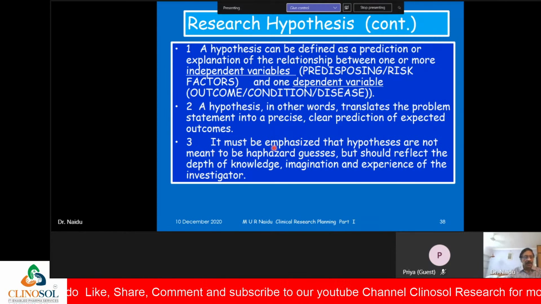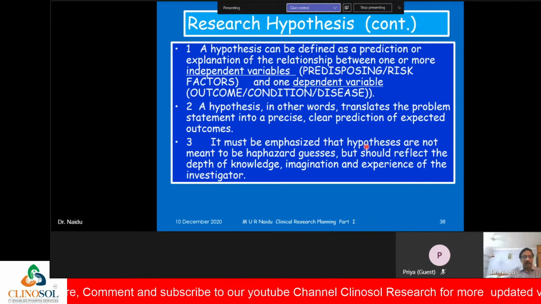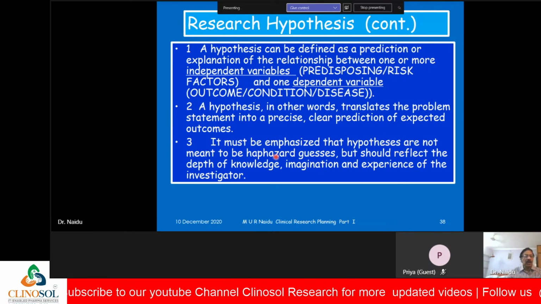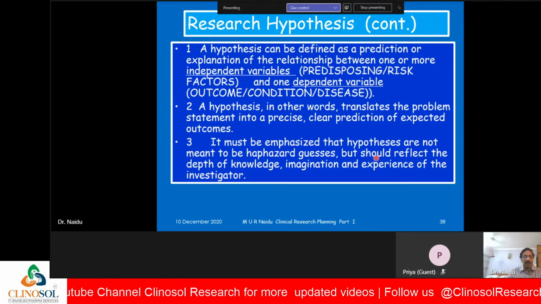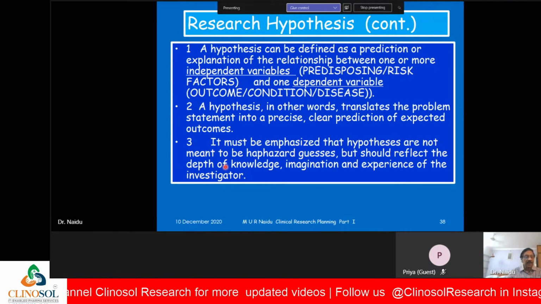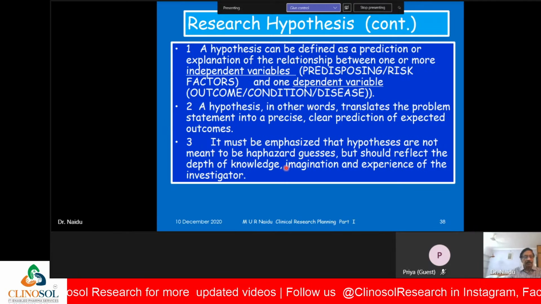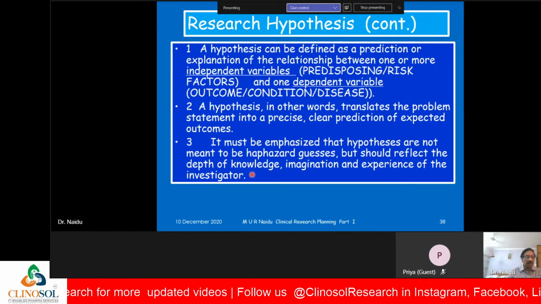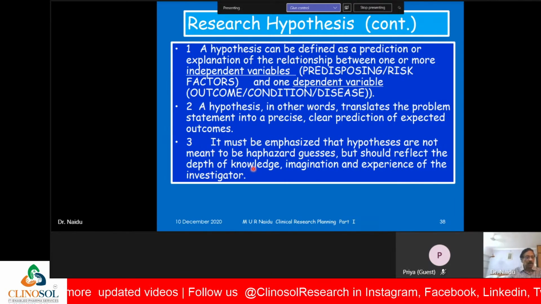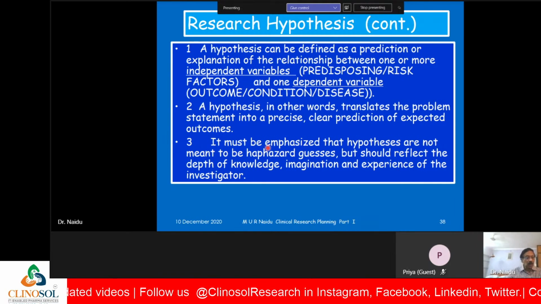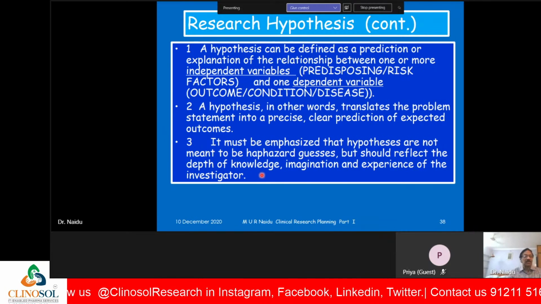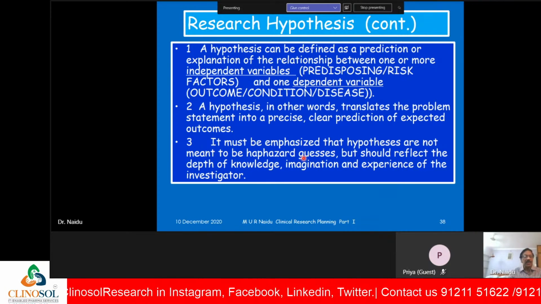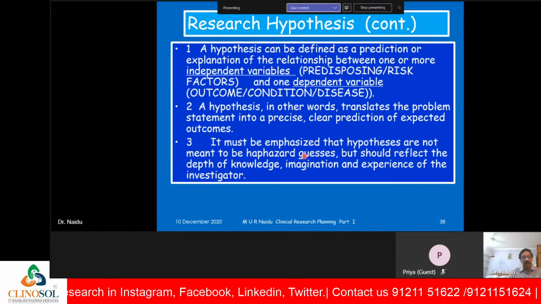It must be emphasized that a hypothesis is not a haphazard guess. Never do any guess. You should have some evidence, and it should reflect the depth of knowledge, imagination and experience of the investigator. So you have to look and find out whatever you are doing in the hypothesis, whether it has any meaning or not, or is just casual. Don't do any casual guess when planning your hypothesis.